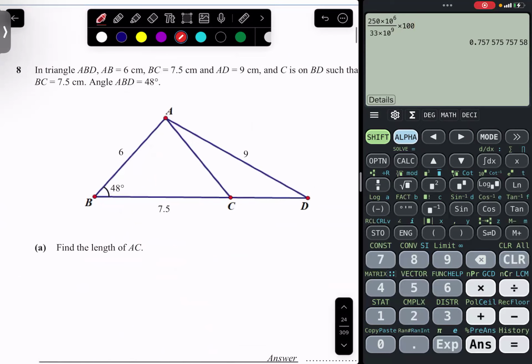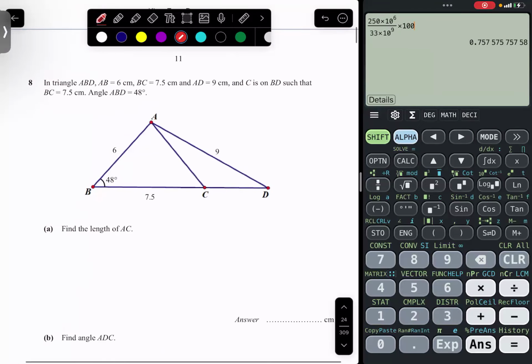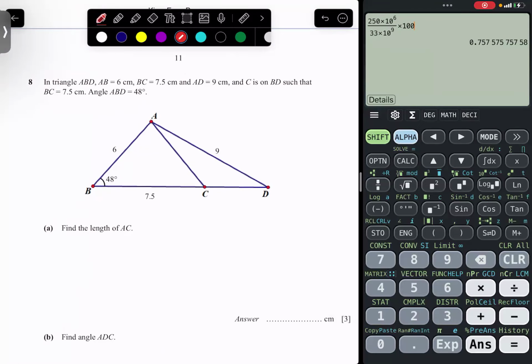Question 8. In triangle ABD, AB equals 6, BC equals 7.5, and AD equals 9. C is on BD such that BC equals 7.5. Angle ABD equals 48. Find the length of AC.